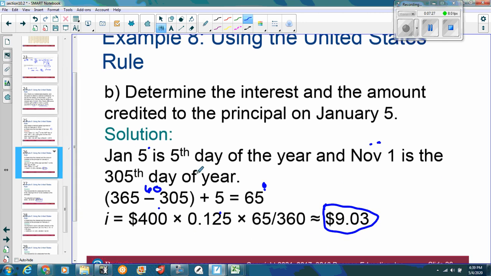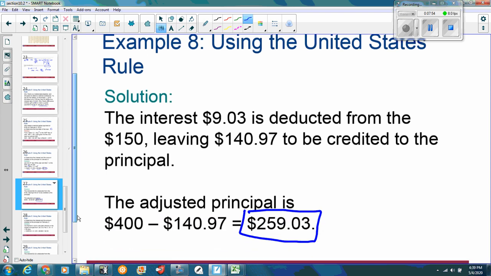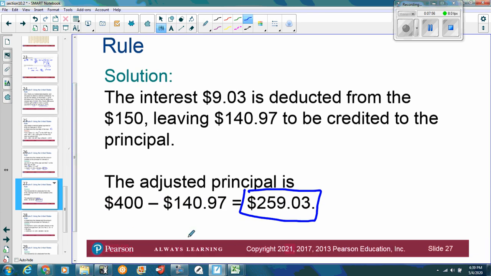This is the principal. This is not the payment that she made. This is the principal. That's the interest rate. That's how many days from the time she took it out till the time she's making her first payment. She took out the loan on November 1st, and she's making a payment on January 5th. So she owes $9.03 interest. So when she makes that $150 payment, they really only credit from the principal $140.97.